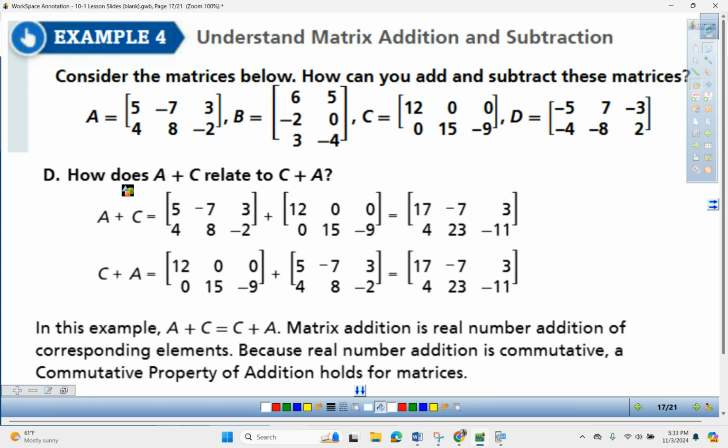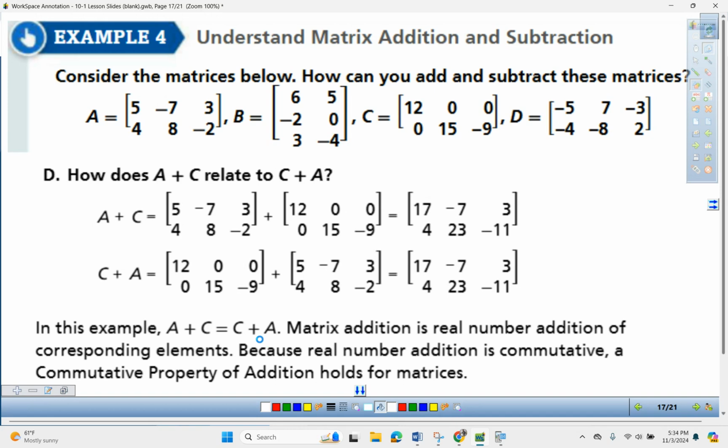Okay. So how does A and C relate to C plus A? Well, they go through the trouble of saying A plus C gives you this matrix here, and then C plus A gives you this matrix. And lo and behold, what happens? They're saying that A plus C and C plus A are the same. So that's the commutative property, right? The commutative property says like 2 plus 3 is the same as 3 plus 2. Okay, we already knew that.